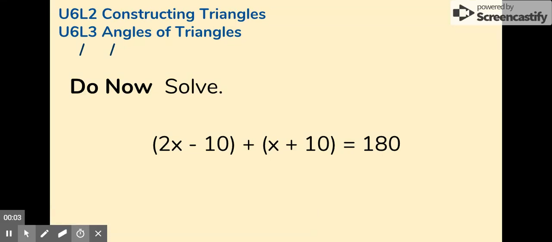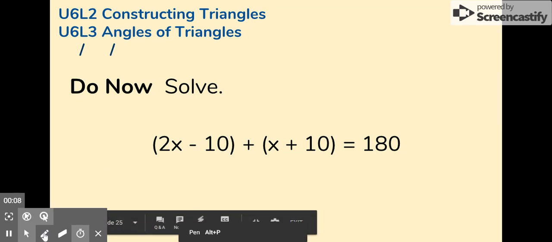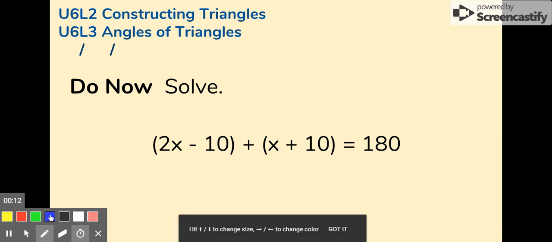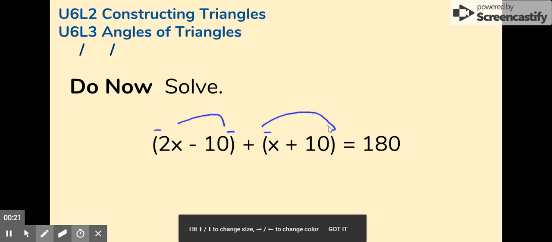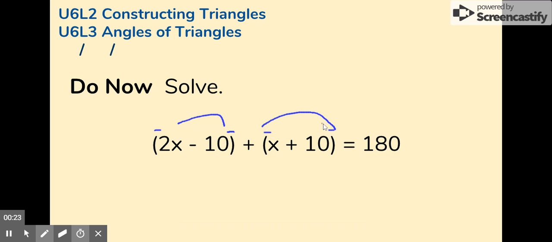Let's solve this for x. So our goal is to isolate the variable and find the value. All right, so the first one, we have a grouping symbol here. We need to get rid of the grouping symbol first by using the distributive property.